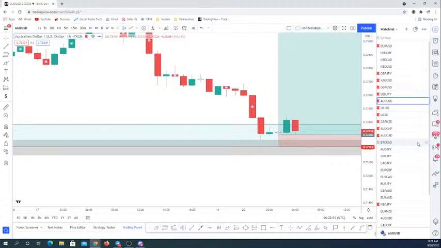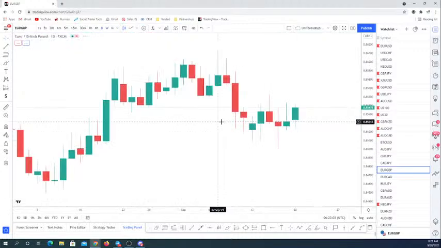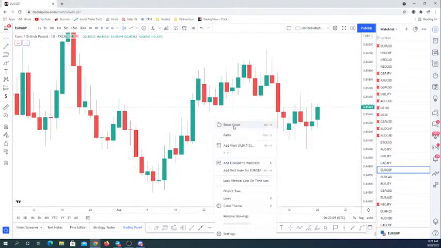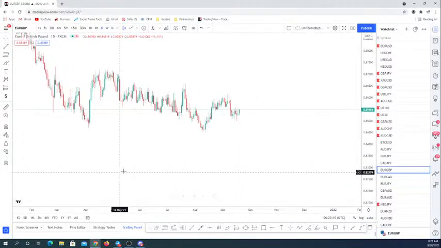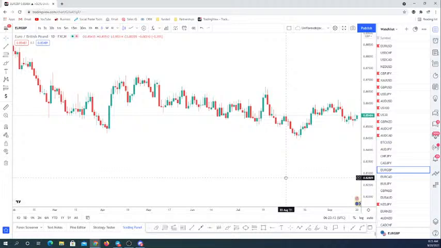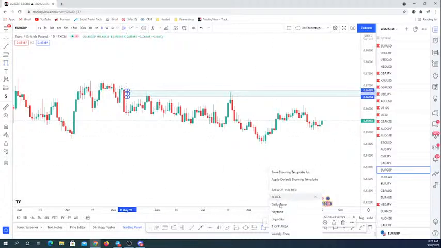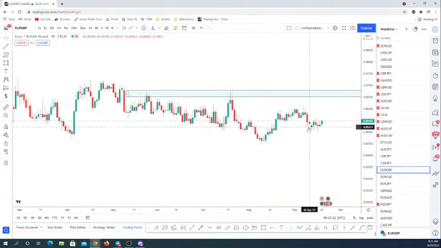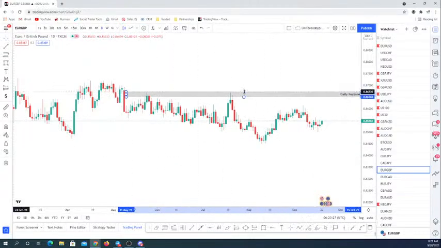Okay, and then Euro GBP, no markings. That means we didn't really see much with it. Let's see. Okay. We can also see this nice, beautiful area here. It's a nice zone that you can work with. It's not perfect, but it is a zone that you can deal with.